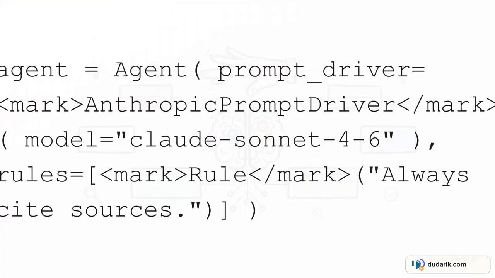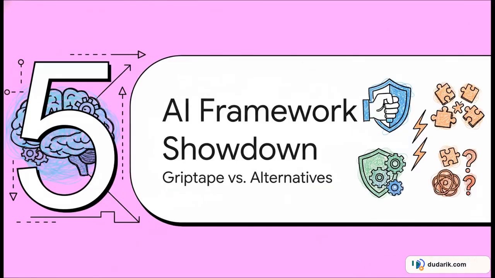And here it is. This is the code to spin up a basic agent. Just look at how clean and readable that is. There's nothing hidden here. We're creating an agent. We're explicitly telling it to use the Anthropic prompt driver. We're specifying the exact model we want, Claude Sonnet 4-6. And we're even giving it a simple rule to follow, like always cite your sources. It's all right there. No magic, no guesswork. Just clear, explicit code.